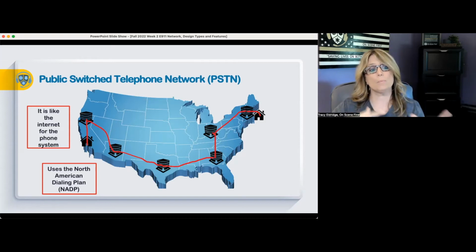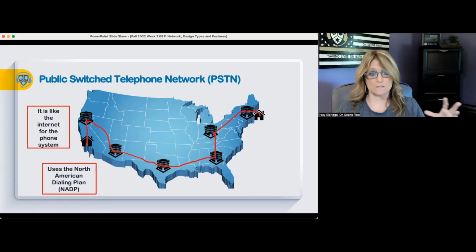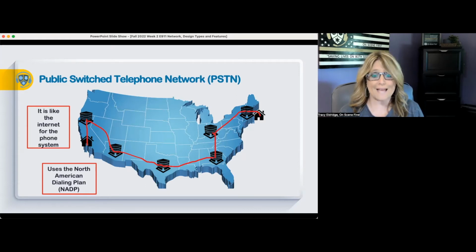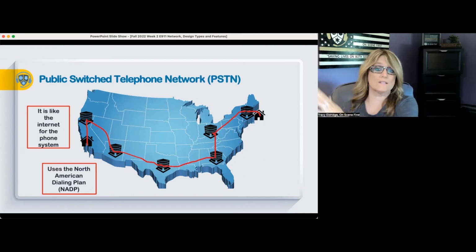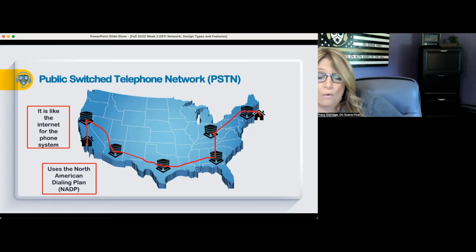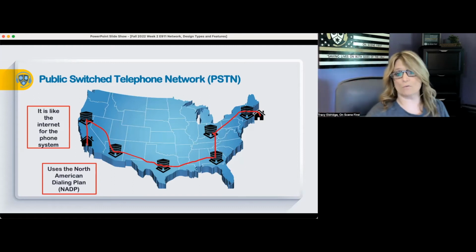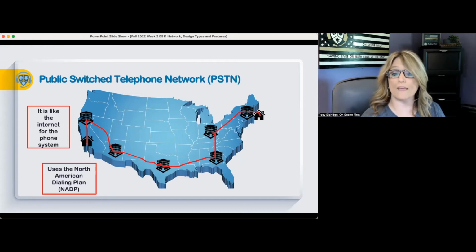But as the Public Switched Telephone Network, the PSTN, starts getting built out using the North American Dialing Plan, NADP, it is considerable. You can think of it as an internet for the phone system, right? So you had this internet thing, and it can go from one side of the country to the other. So think about when that all first started, right? You're in chat rooms and you're talking to people across the country. Long before that was the capability to move a phone call.